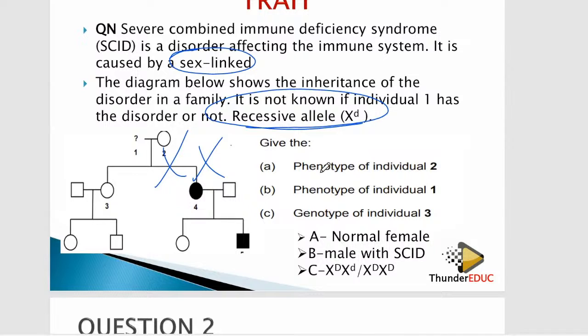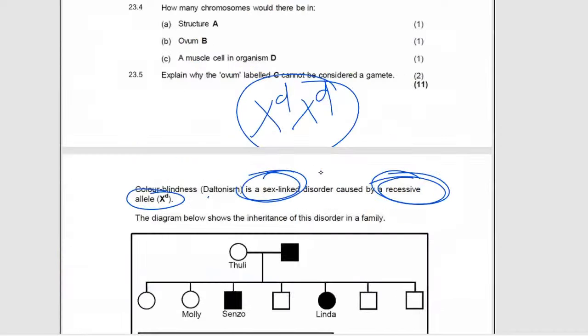I've told you that they will tell you whether it's caused by a dominant allele or by a recessive allele, and they will tell you whether it's sex-linked or non-sex-linked. If they don't tell you that, they'll ask you a question that identifies whether it's sex-linked or non-sex-linked, and they will give you a clue which you're going to use to identify that.